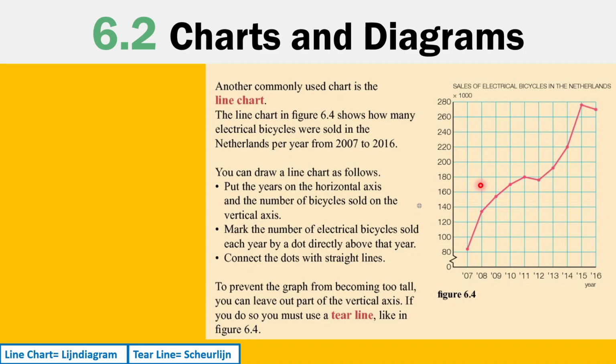You can draw a line chart as follows, but the year is always on the horizontal axis, right? If you have something on time, put it on the horizontal axis. In this case, the number of bicycles sold on the vertical axis. Mark the number of electrical bicycles sold each year by a dot, right? So the dots are the data points, you can say, and then connect the dots with straight lines. In a case like this, you connect the dots with a straight line.